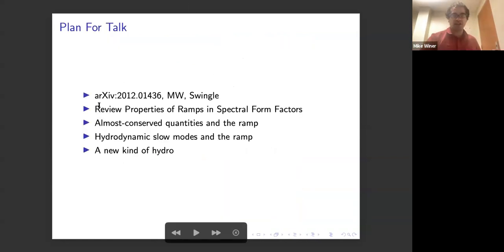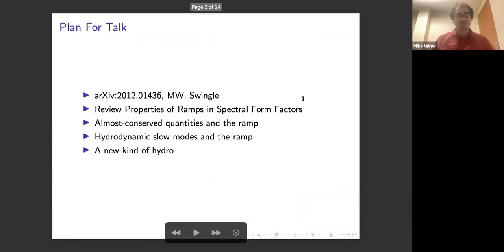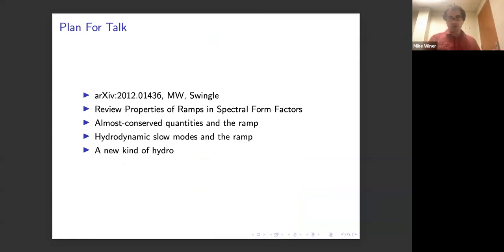So, a rough plan for the talk. It's going to be based on a paper whose name is roughly the same as the name of the talk, that Brian and I put on arXiv last December. We're going to start by reviewing various well-known, although not as well-known as they should be, properties of spectral form factors, and especially a certain region of the SFF called the ramp.